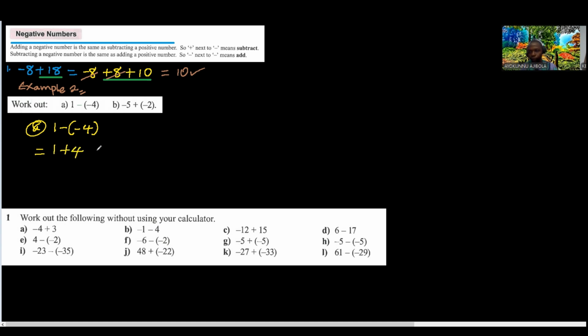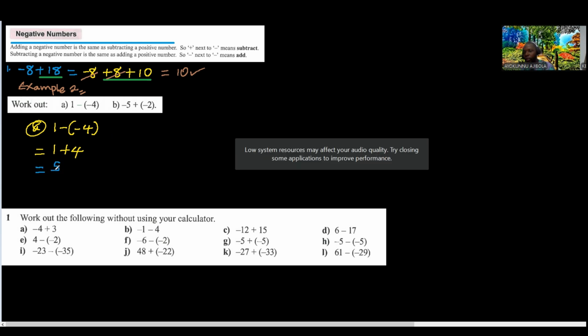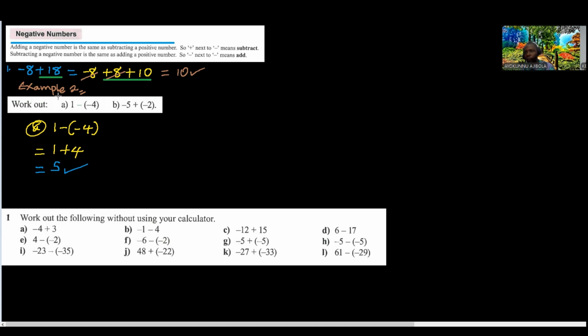Okay, I wrote positive 4 because minus times minus is plus. Minus times minus is plus. So the final answer is going to be a positive 5. Is that clear? Yeah. So when it says show your working, it means show something like this. Okay, is that clear?